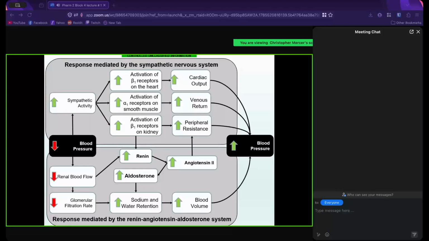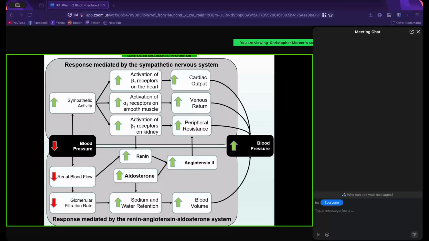But this is a good overview if you get lost in the sauce as we're going through the lecture and when you're studying, to go back and say, okay, why are we using that medication? Because of what activity that's happening either in the RAAS system, or what are we blocking in the sympathetic system, those adrenergic responses by this medication? So this is just a 3,000-foot view of what's happening when our blood pressure goes down.